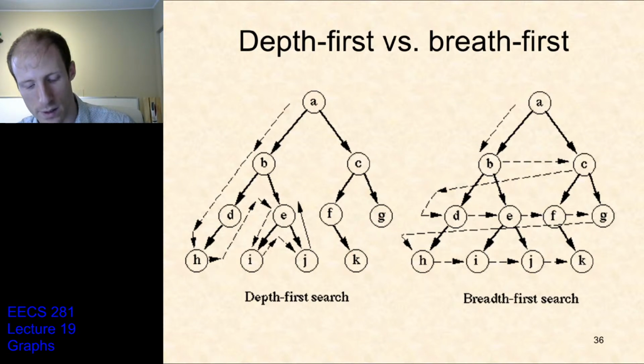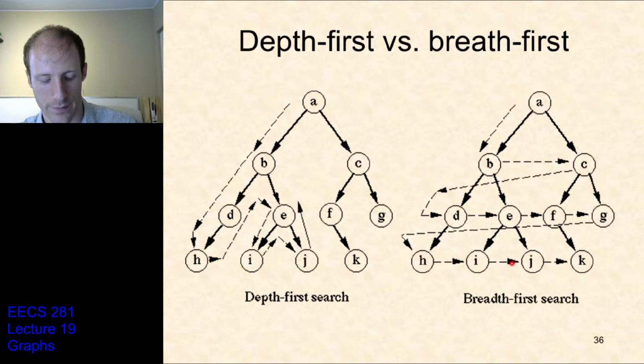Whereas for breadth first, we're going to visit one child and then the other child. And then we're going to go back and we're going to visit all the children at depth 2, and then all the children at depth 3.